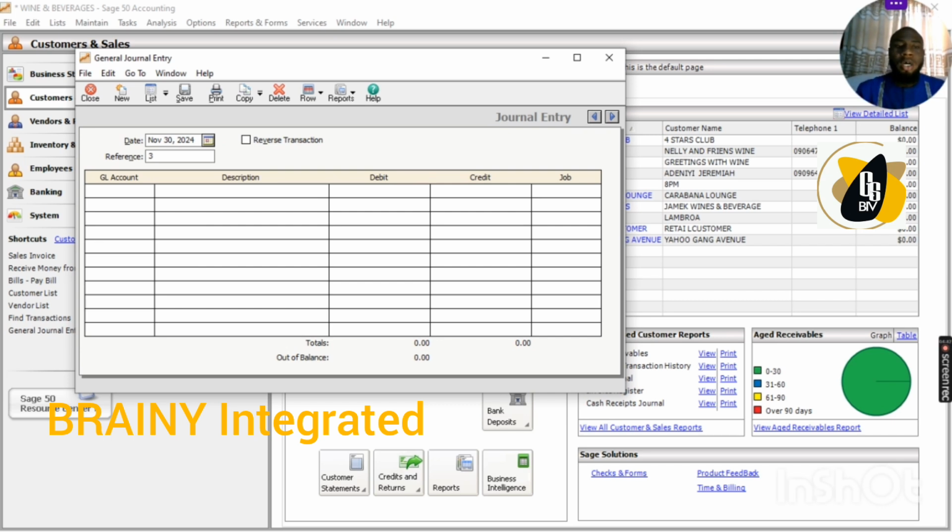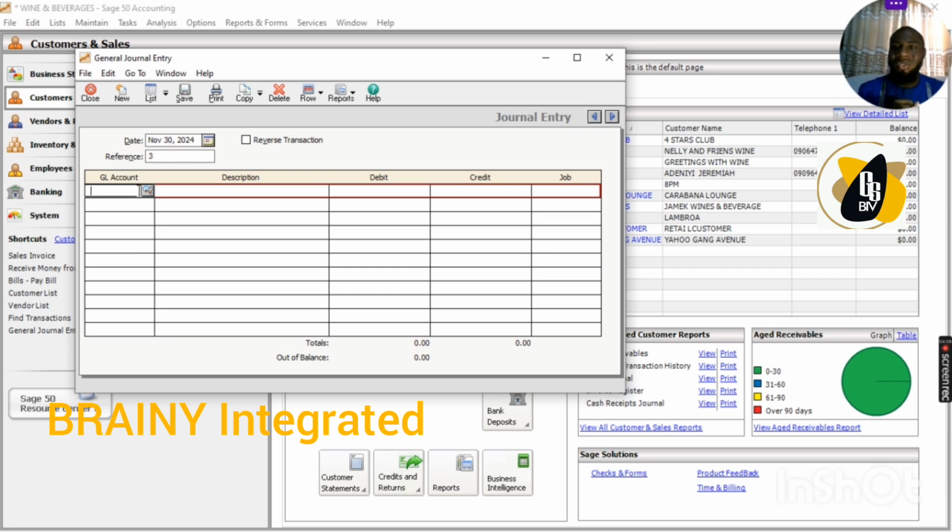The next thing to do is to select which account is to be debited and which account is to be credited. There are just two accounts that should be involved now, for salary sake.